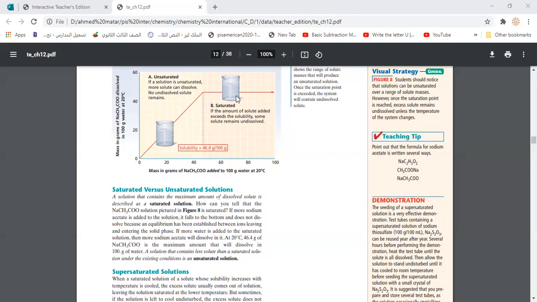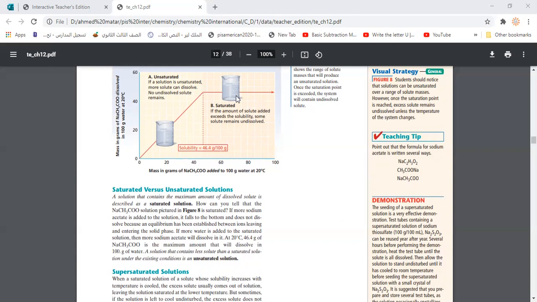Heating up makes the solvent, the water, particles start to move faster and somehow expand, moving further away from each other, which provides extra spaces that allow an extra amount of sodium acetate to break down, dissolve and hide in. In that case, this 100 grams of water will carry more than 46.4 grams of sodium acetate. So it is carrying more than the normal saturation level. We call it supersaturated.